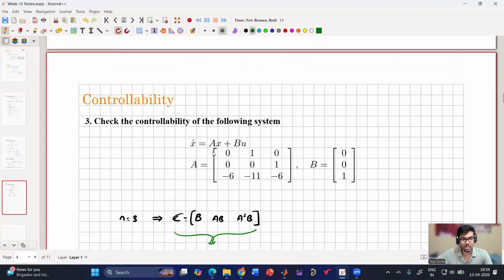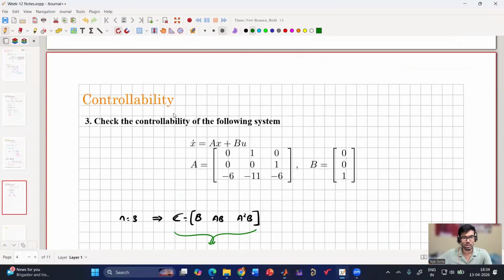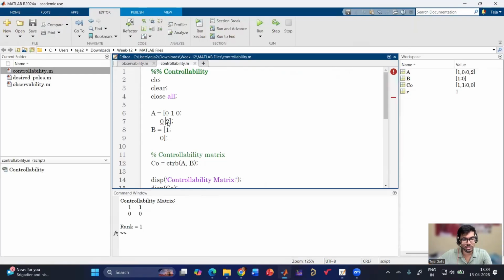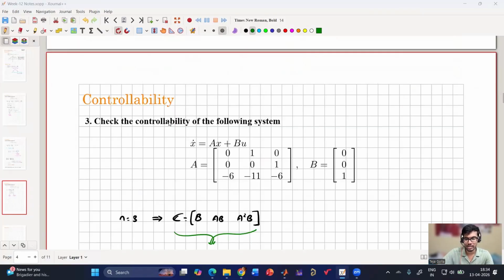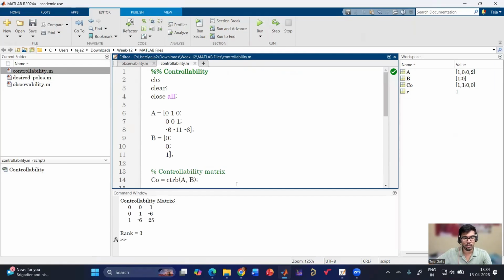Yeah. A is 0 1 0; 0 0 1; then we have -6 -11 -6. A is done. B is 0 0 1. Okay, now we are checking the controllability of the system.